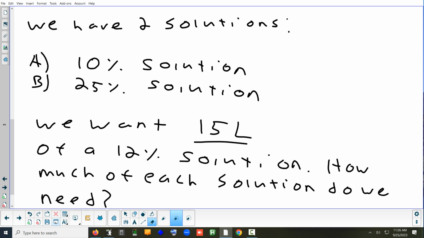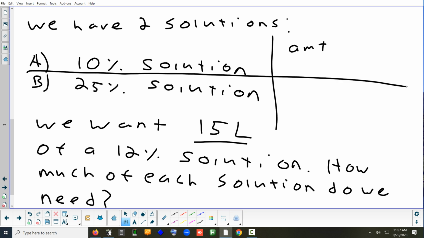So let's just write down those letters because that's what we're going to use. Actually, I can write it even simpler. Let's just make a column right here. Let's call this amount. The amount of solution A that I'm going to use, I'll let be capital A, and the amount of solution B, I'll let be capital B. So A and B are amounts.